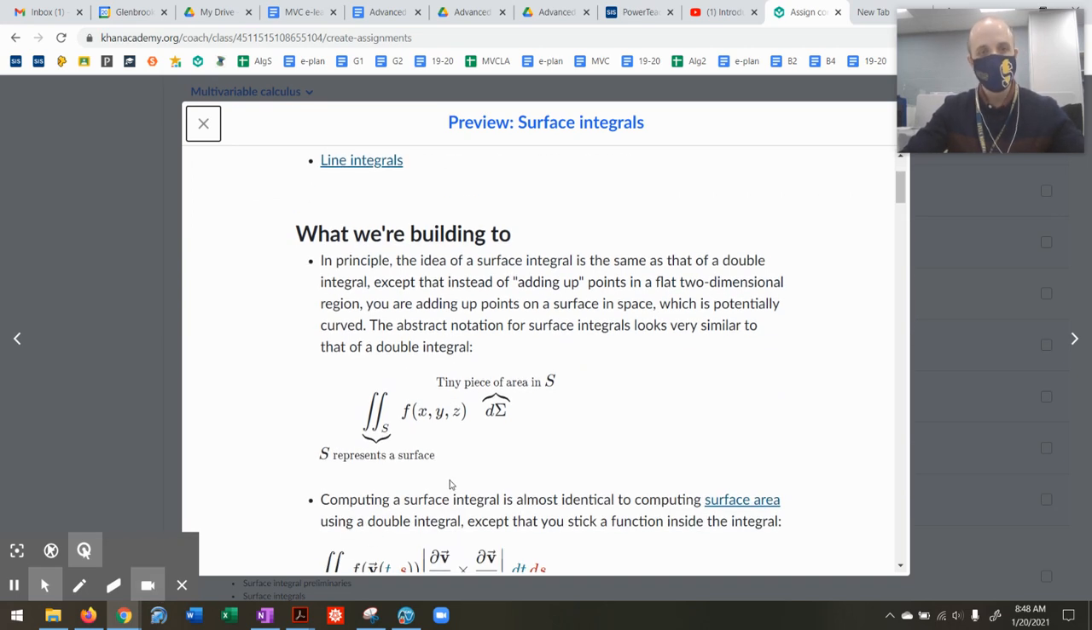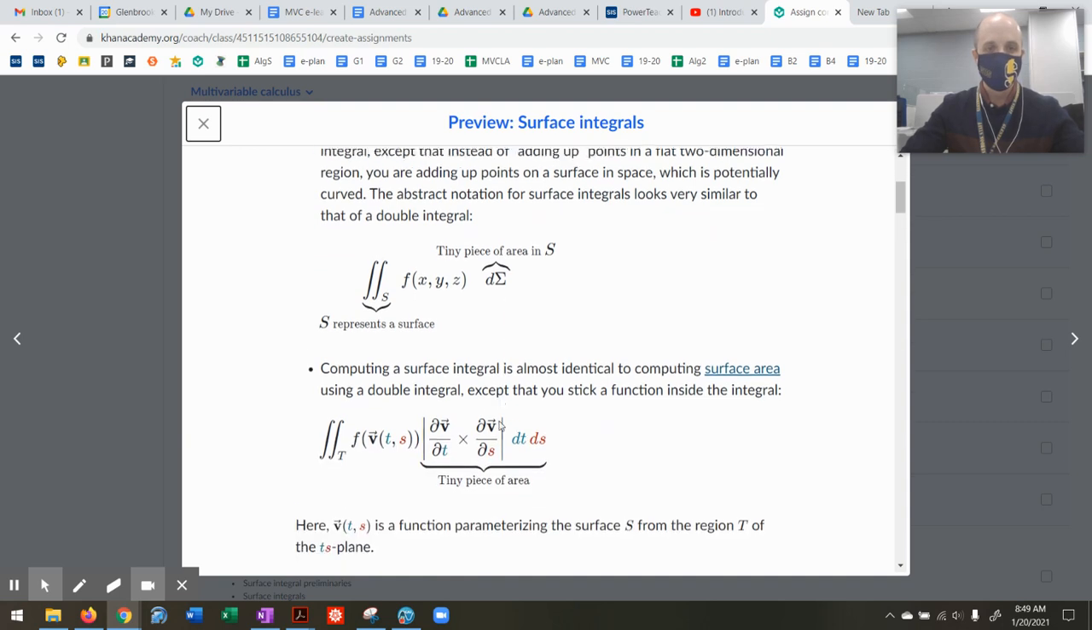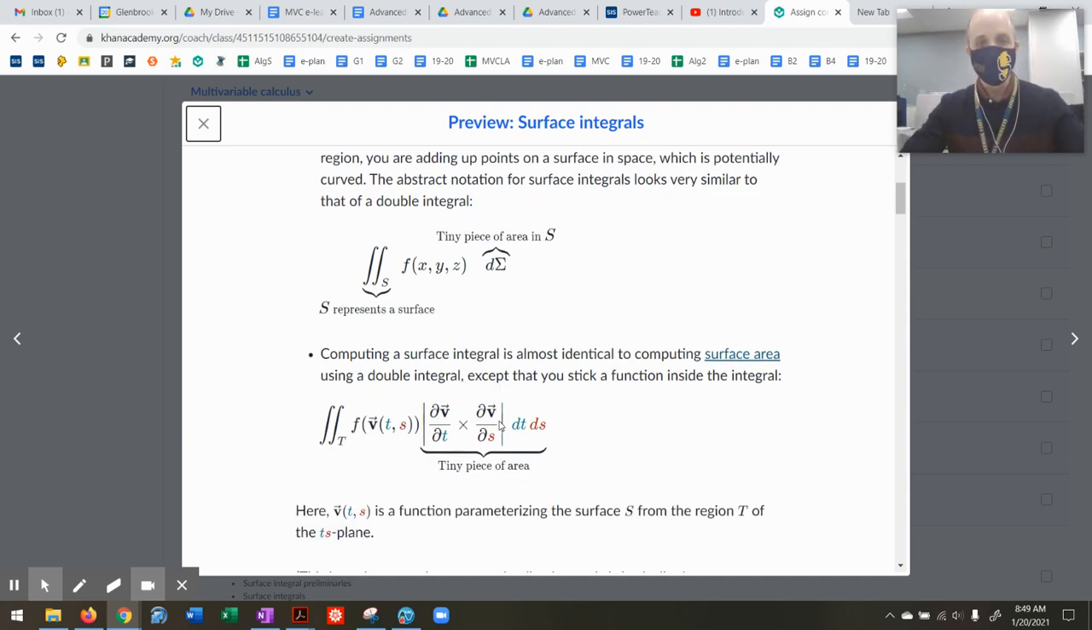Okay, so the notation, don't worry so much about the notation yet. I'll clean all that up in a little bit, but you notice that the function we're integrating has 3 variables. We're taking tiny pieces of surface area as our dS. Not really sure why he uses sigma, our book uses S. Computing a surface integral is almost identical to computing surface area using a double integral. We just worked on that last class, except that you stick a function inside the integral.